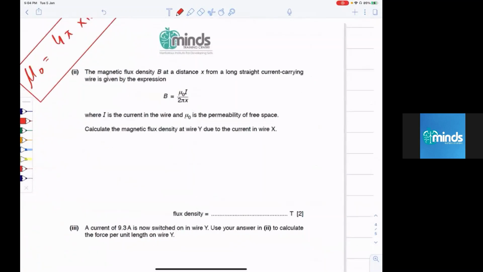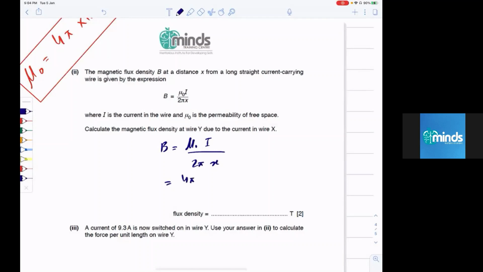The magnetic flux density B at a distance x from a long straight current carrying wire is given by the expression mu naught I over 2 pi x, where I is the current in the wire and mu naught is the permeability of free space. Calculate the magnetic flux density at wire Y due to the current in wire X. So we need the magnetic flux density at wire Y.